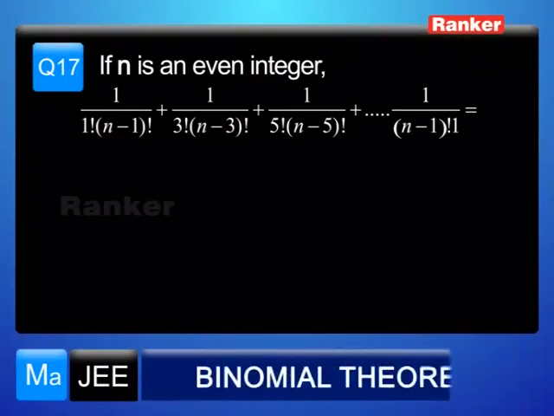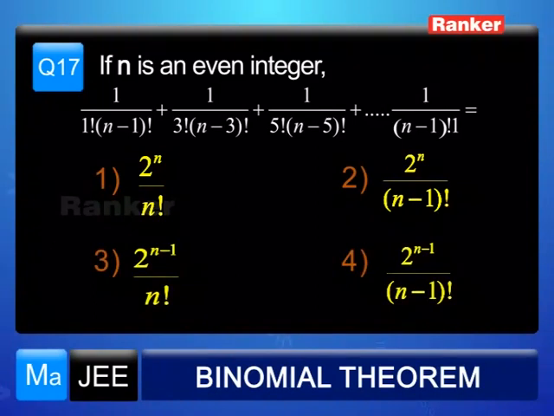If n is an even integer, 1 by 1 into n minus 1 factorial plus 1 by 3 factorial into n minus 3 factorial plus 1 by 5 factorial into n minus 5 factorial, so on up to 1 by n minus 1 factorial into 1 is equal to: first option, 2 power n by n factorial. Second option, 2 power n by n minus 1 factorial.